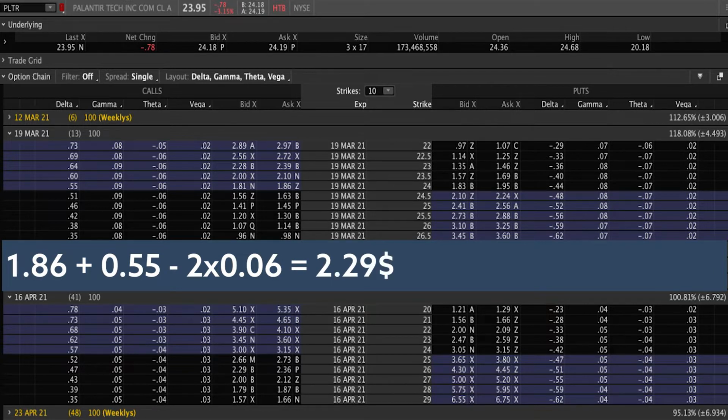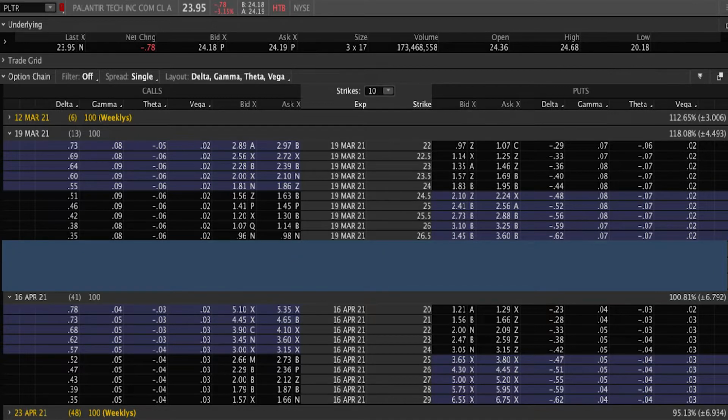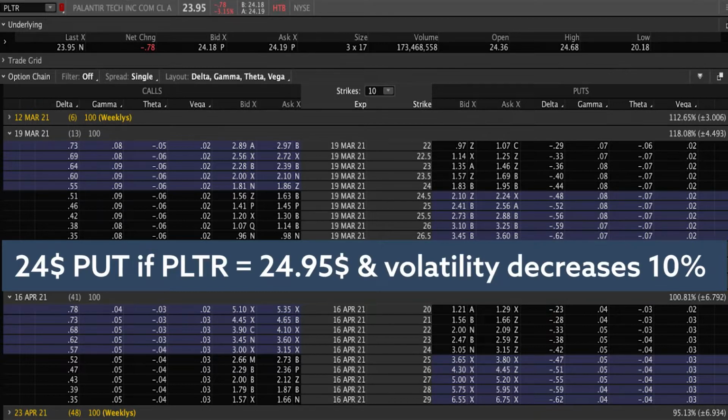But if volatility falls 10%, then our contract premium will decrease with $20. Let's do a similar exercise on the put side. I'll give you a moment to calculate what happens to the $24 put if Palantir opens on Monday at $24.95 and volatility decreases 10%. You can take the ask as the reference price for the buy. Write in the comment section the results you got. I'll wait.